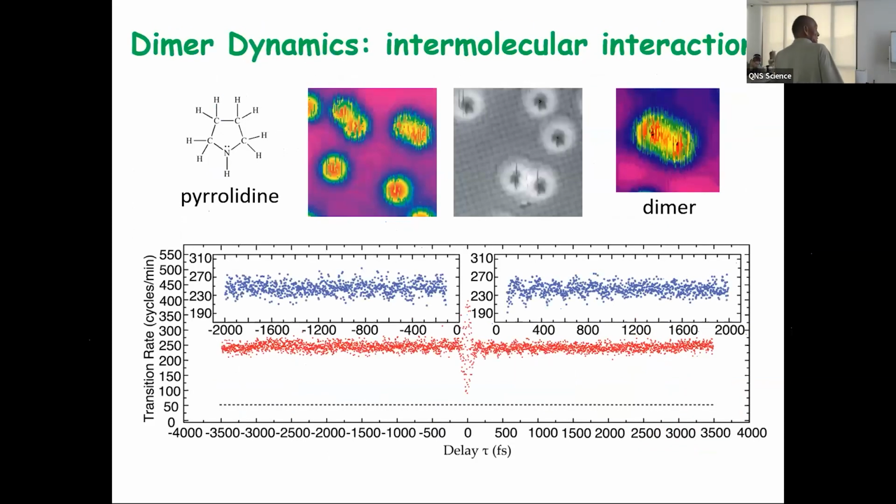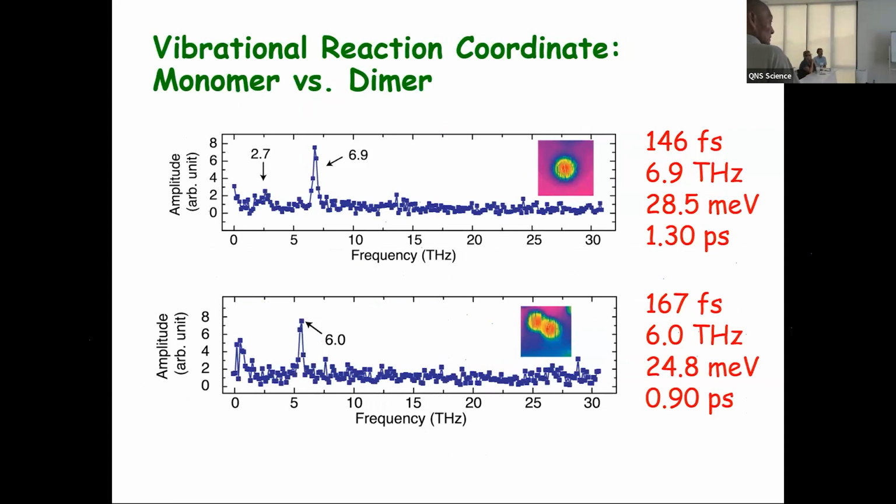And then you can look at dimers, how one molecule affects the dynamics of the other molecule. You see that the oscillations are weak using this type of measurement technique. If you do a Fourier transform, you see that for the dimer the two-level system is at 6.0 terahertz instead of 6.9. So two molecules next to each other will affect the two-level space, which is pretty obvious because it affects the potential energy well of the molecule. In this case you have 6.0 terahertz, or 24.8 millielectronvolts, and the decoherence time is pretty fast, 0.9 picoseconds, and then 1.3 picoseconds for this.